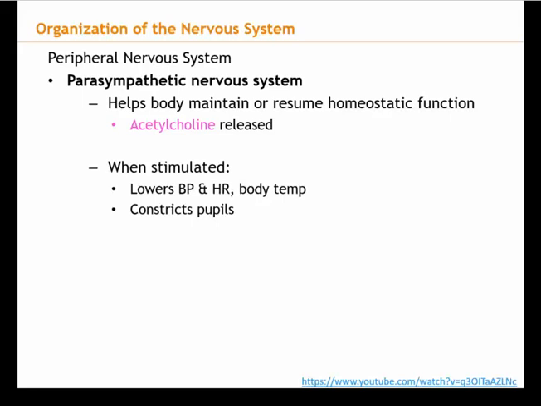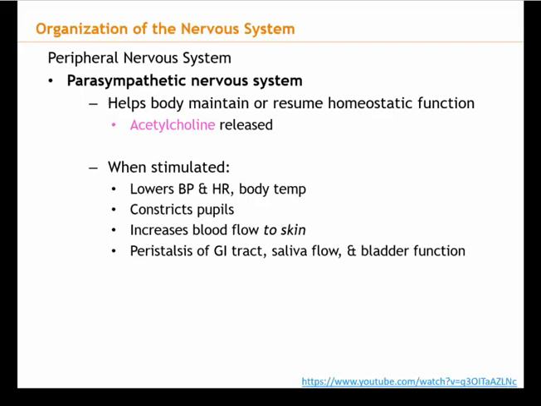decrease in body temperature. We're going to have a constriction of pupils, increased blood flow back to the skin rather than to the muscles. We're going to have paralysis of our GI tract, bladder, saliva, which is just the involuntary constriction of and the relaxation of muscles or canals.